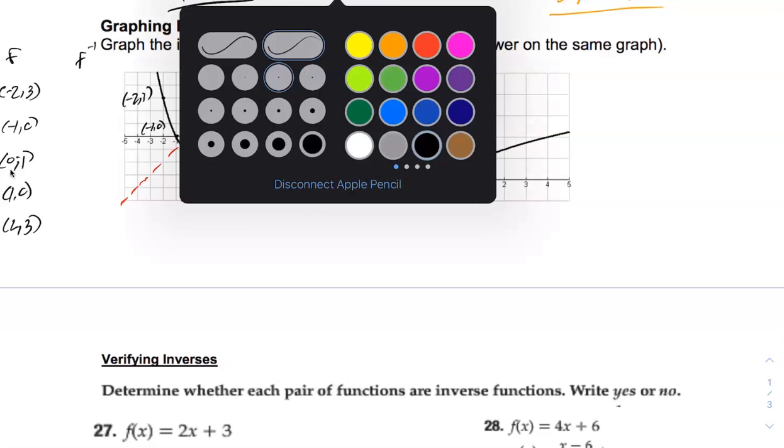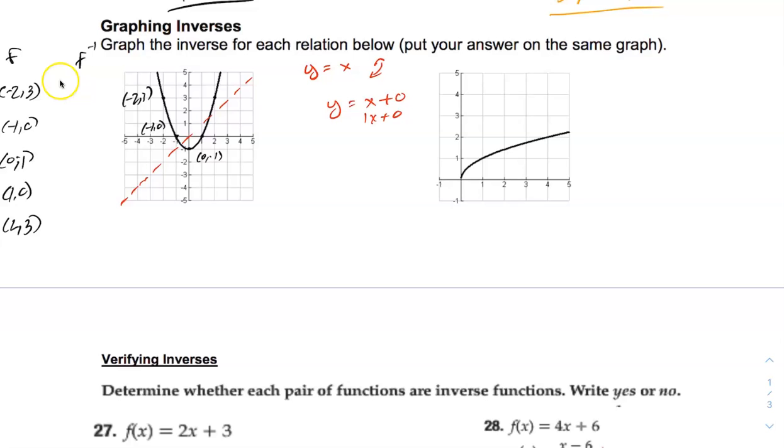So let's graph the inverse in green. Remember, the way you do the inverse, you want to follow the same path. You just transpose these. 3, negative 2. 0, negative 1. Negative 1, 0. 0, 1. And 3, 2. Now, we're going to plot these points and we're going to connect them in the same order.